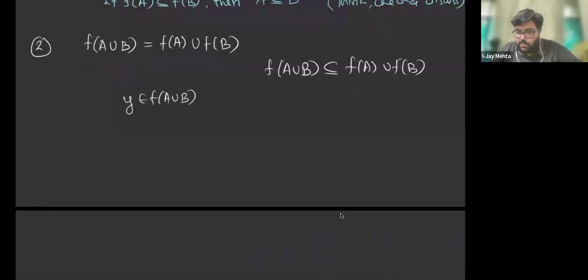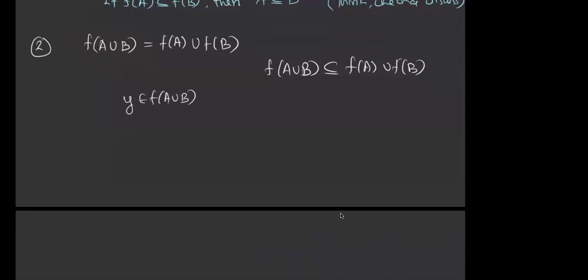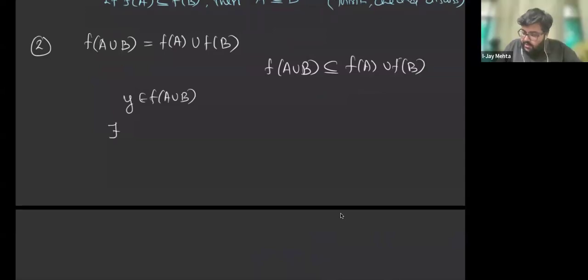What does this mean now? Can you proceed? Sir, this means that there is an x in A union B such that y is equal to F of x. Yes, very good. There is an x in A union B such that y equals F of x.